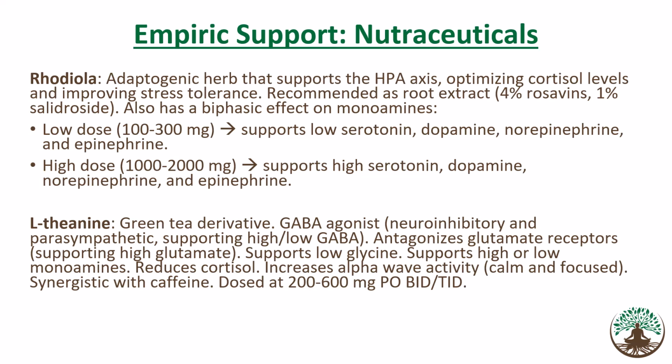While there are several options that can be considered here, two have been well demonstrated to modify neurotransmission pretty effectively as empiric strategies. The first option is rhodiola. This is an adaptogenic herb that supports the HPA axis, optimizing cortisol levels and improving stress tolerance. It is generally recommended as the root extract with 4% rosavins and 1% salidroside.